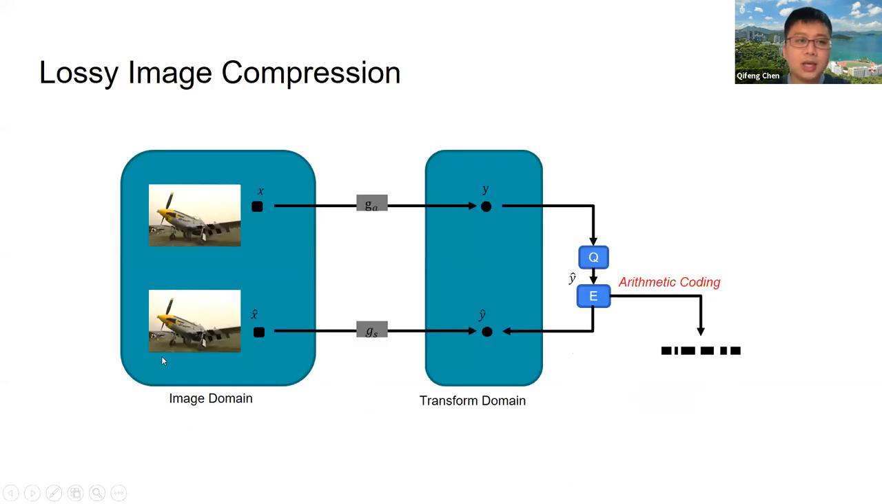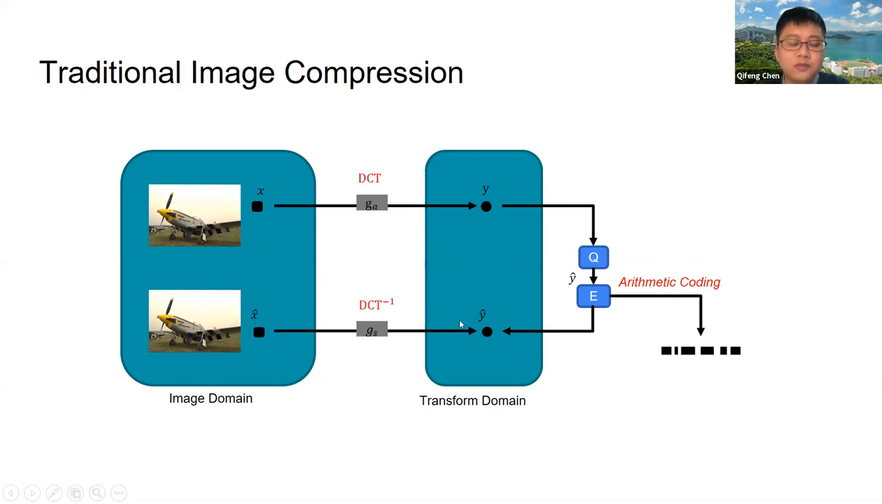In image compression, usually we would consider some lossy image compression pipeline. We would have some model that would transform an image X to some feature Y. Then this feature Y would go through some arithmetic coding that would convert the features into some binary encodings. When we want to reconstruct the original image, this is the step of decoding, where we would reconstruct the original image. For example, in JPEG compression, we would use the DCT in the encoding and the inverse of the DCT to do the decoding.